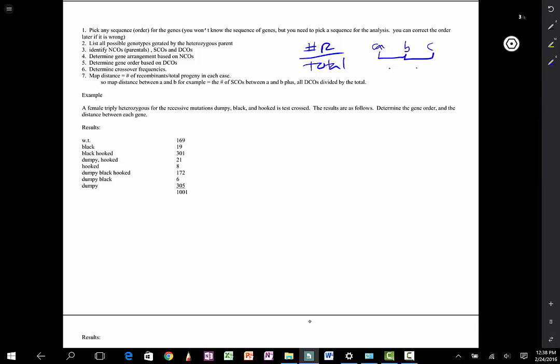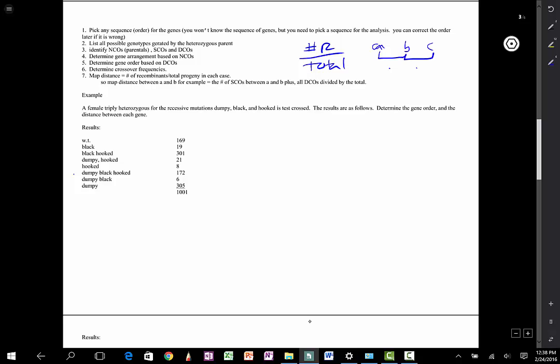We have to figure out what's in the middle and what order the genes are in, and we can get that from the data. So this thing says the first step is to pick any sequence or order of the genes. So this one has it written down with, if you look at the one where all the mutants are listed, it says dumpy, black, hooked. So we'll use that as our order of genes. So that may or may not be the right order of the genes, but for now we need to start with something, so we're going to start with that.